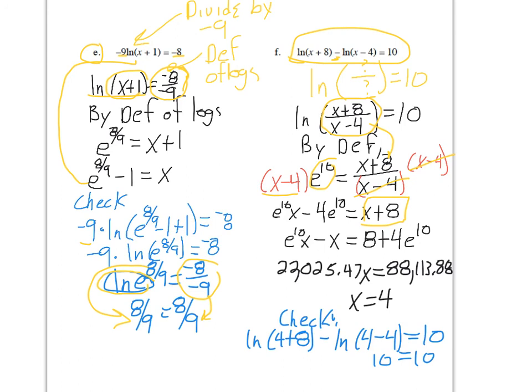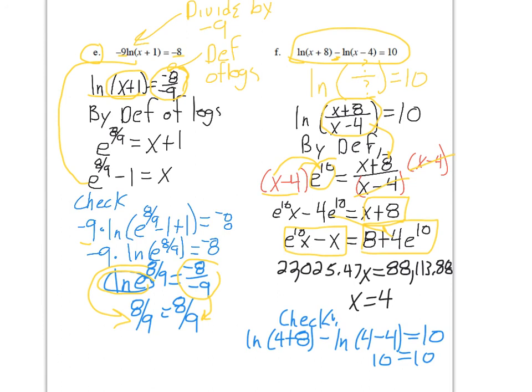Now, if you want to turn that into a number, that's fine. I'm not going to yet. I'm going to distribute. And so I have e to the 10th times x minus 4 times e to the 10th. Get your x terms onto one side, get your numeric values onto the other. So I'm going to add and subtract an x from both sides. So that gives me e to the 10th times x minus x. And then I'm going to add this 4 e to the 10th to both sides. So on the right side I have 8 plus 4 e to the 10th.